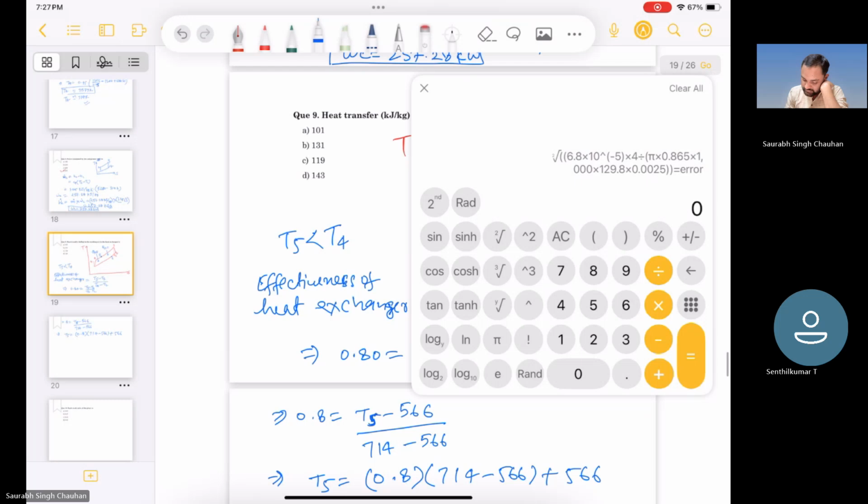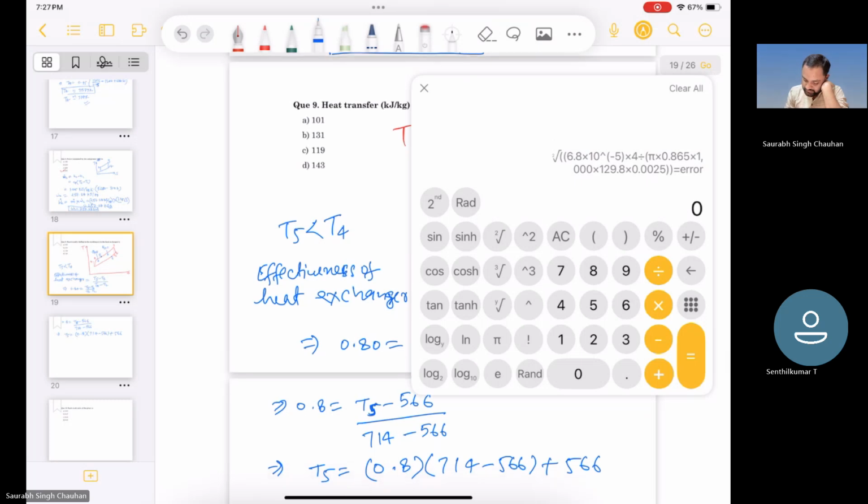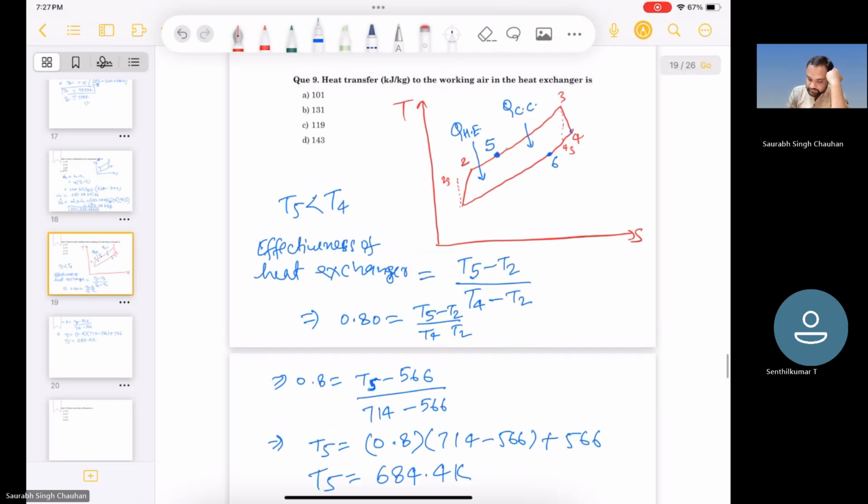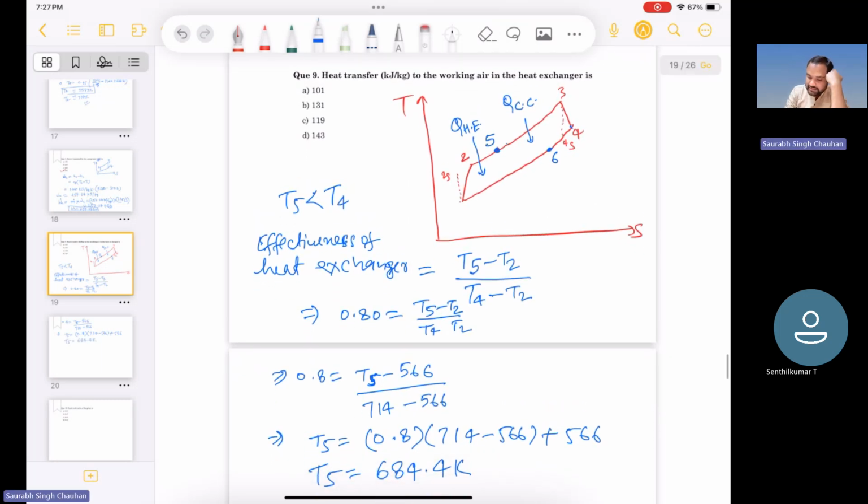So 0.8 times (714 minus 566) and then plus 566. So it is 684.4. So T5 is equal to 684.4 Kelvin. Okay. So the heat transfer to the working air in the heat exchanger will be how much?